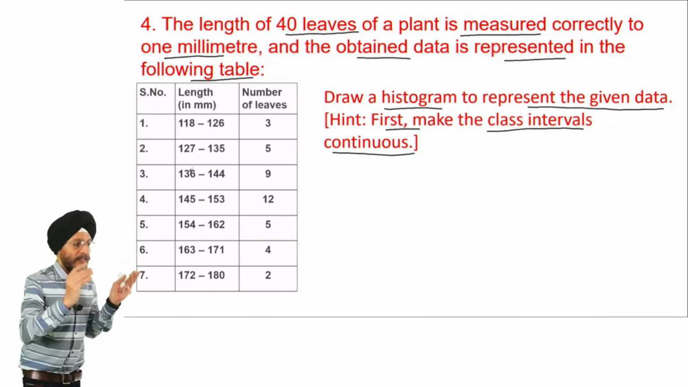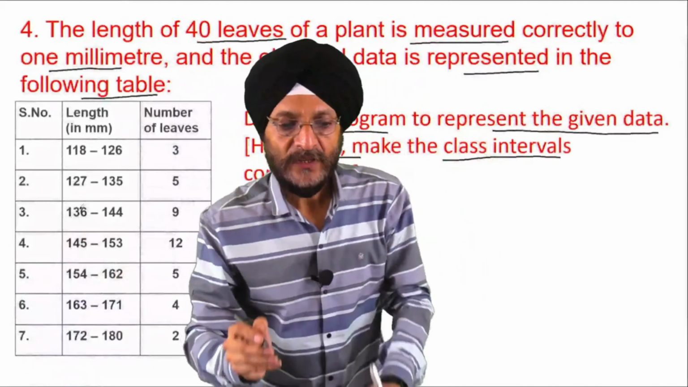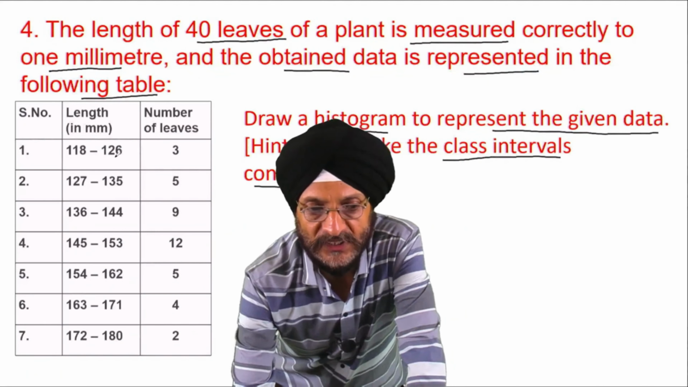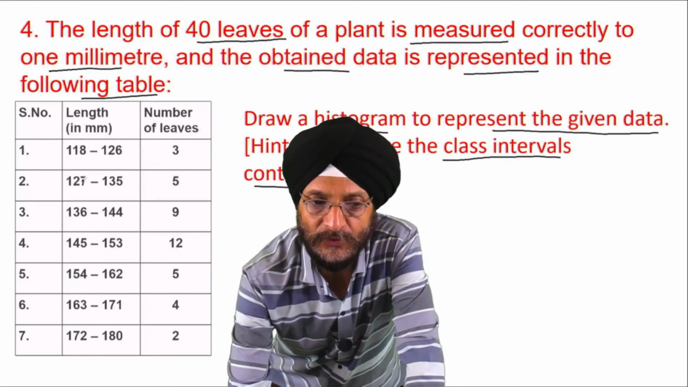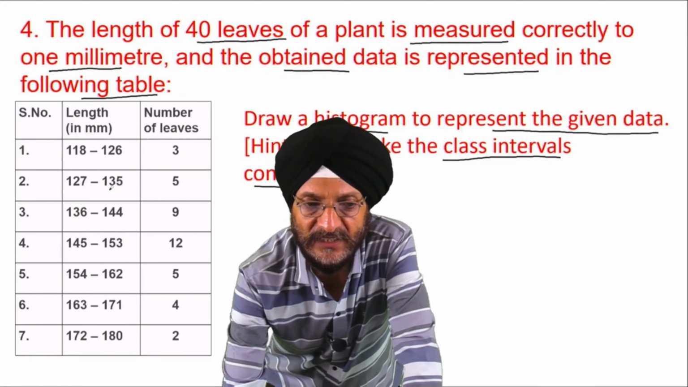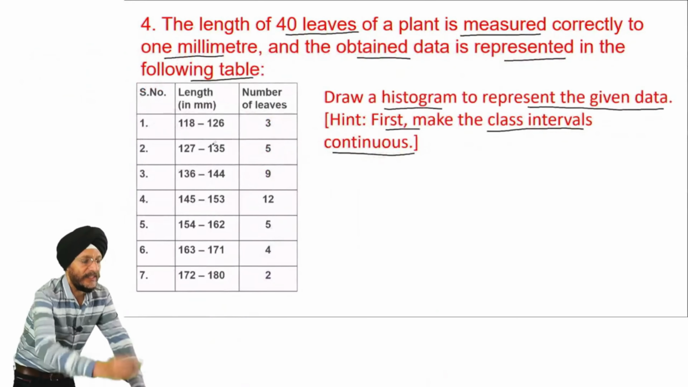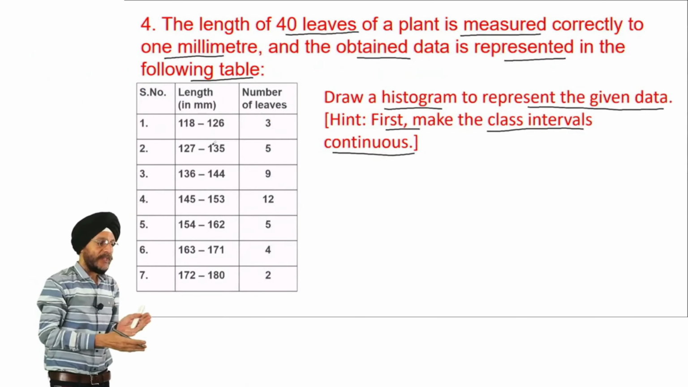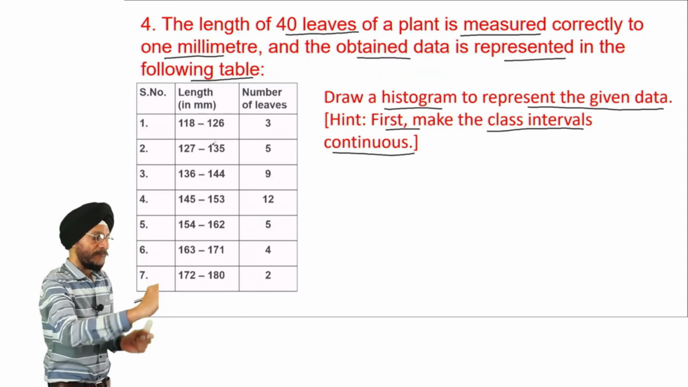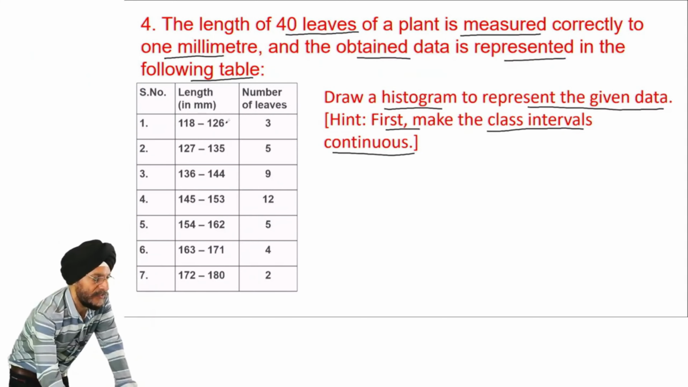The continuous data means that data, if we say that from 118 to 126 and the next data starts from say 126, and in the same case if the next data starts from 135, then there is continuity in the data. There is no gap in between any two class intervals. There is no gap.